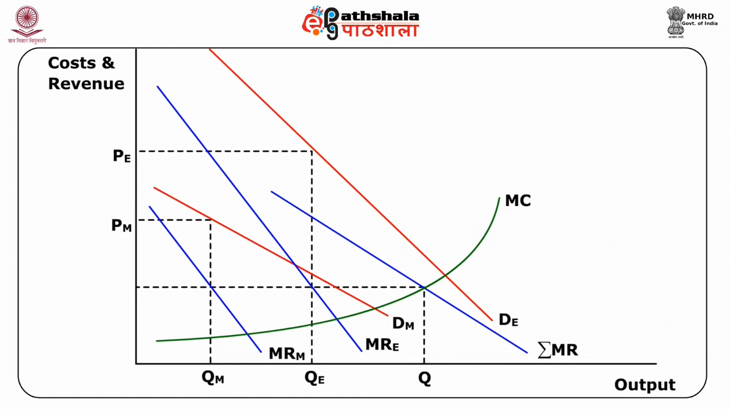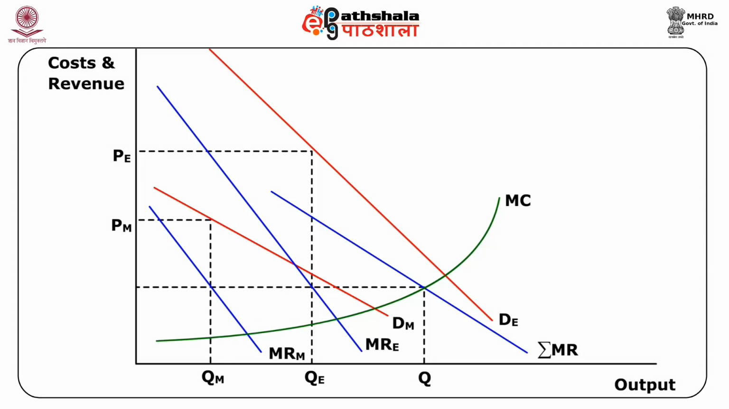Figure 2 illustrates this scenario. DE and DM represent the demand curves of the evening or weekend and morning weekday moviegoers respectively. DM is more elastic than DE. MRE and MRM represent the marginal revenue curves of the evening or weekend and morning weekday moviegoers respectively. MC represents the common marginal cost curve for the theater.